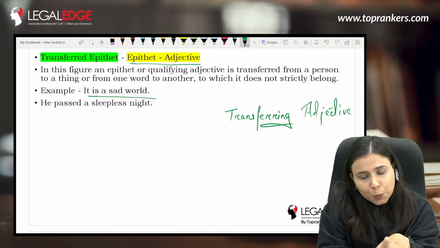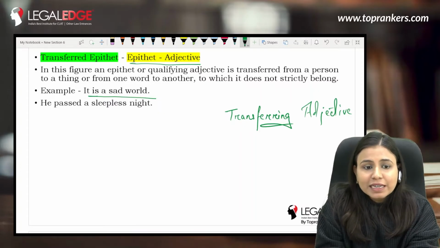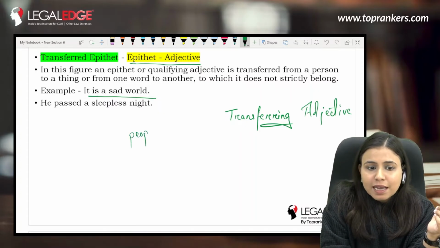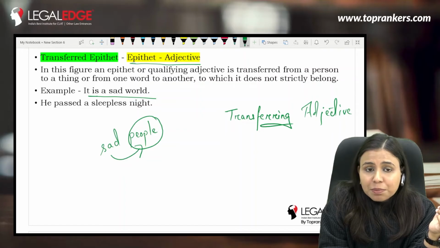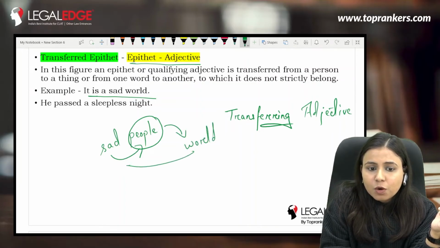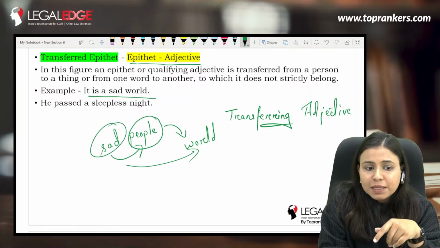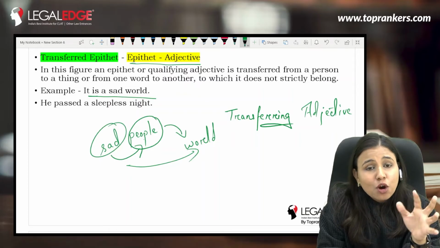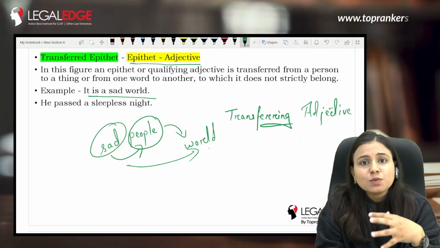Now you know world cannot be sad. World cannot have feelings. It is the people who are sad. So the adjective sad, which belongs to the people, has been transferred to the world. Okay, so this is transferred epithet. This epithet of sad, which belongs originally to people, has been transferred to something else, which is world.